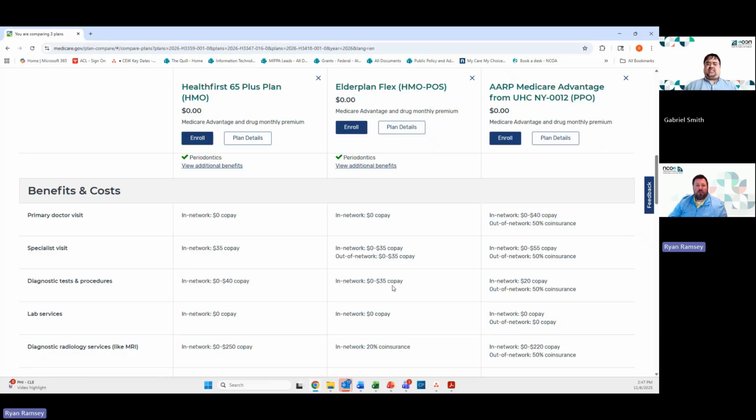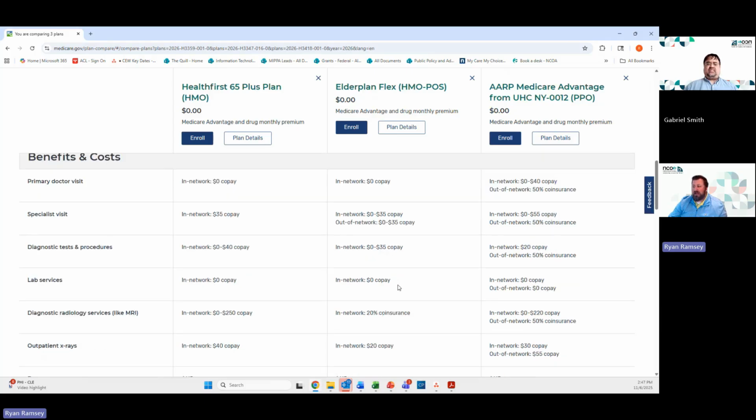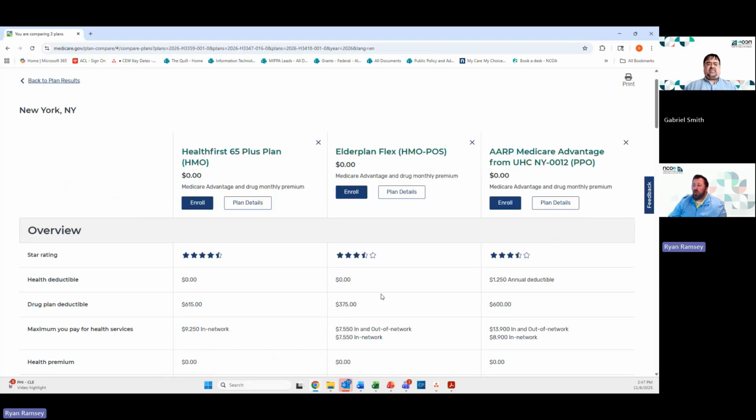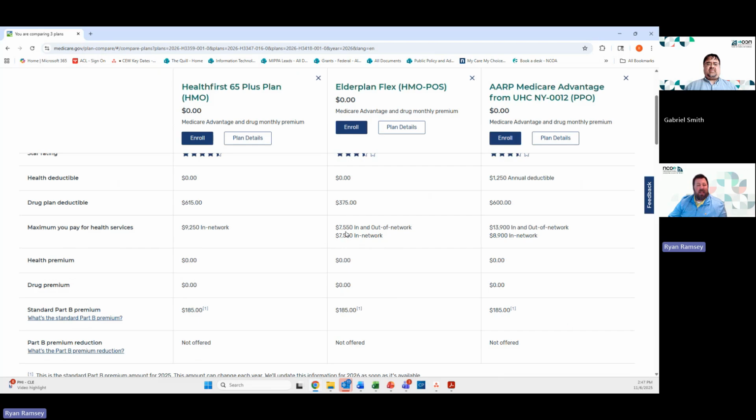And then if you went into a hospital setting for a week or longer, you'd pay $2,100 each time you went into the hospital, all the way until you reached a $7,550 point, in which case you would have met your out-of-pocket maximum and you would pay nothing for the remainder of the year.